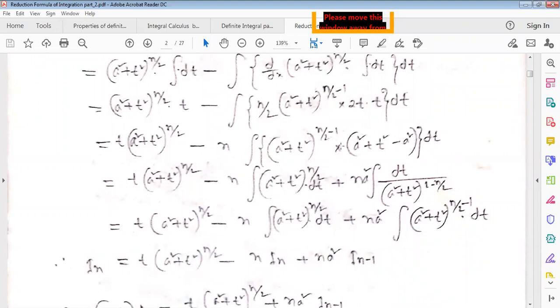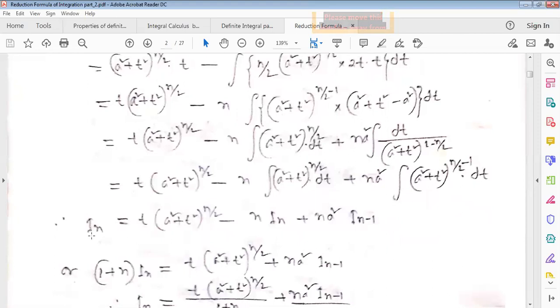and a square into this, and a square dt divided by a square plus t square whole to the power, what will be? This will be changed. Minus 1 will be plus 1 and n by 2 will be minus n by 2, 1 minus n by 2. Now t into a square plus t square to the power n by 2 minus n into, this is the integration of a square plus t square whole to the power n by 2 dt. This will be n a square, and this is the integration of a square plus t square to the power n by 2 minus 1. That means this will be changed when it goes to the numerator. Base same, power will be changed.